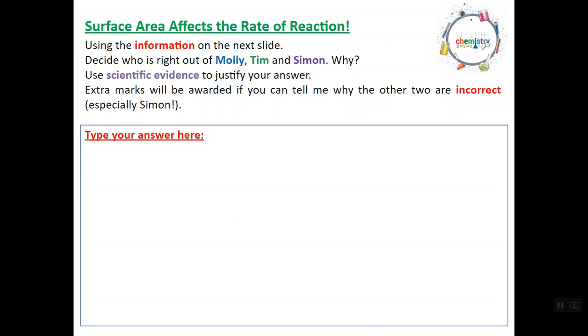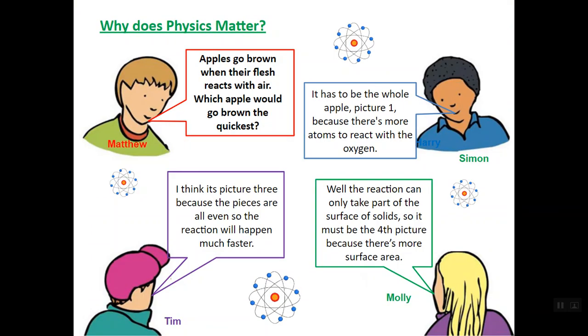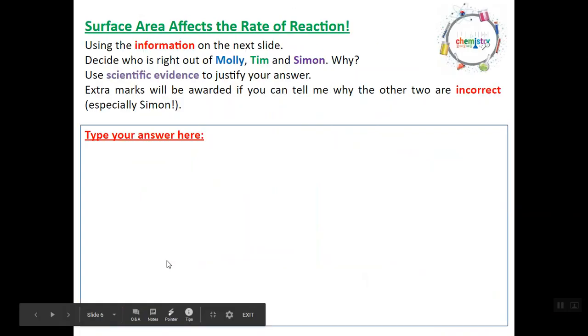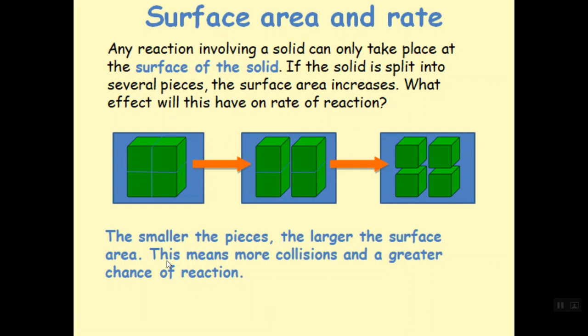I'm not asking for a big essay. This could be something that might be a 6-mark question. I am just asking you to say whether Simon, Molly, or Tim is right, and why they're right, based on the stuff that you're going to read off the next slide.